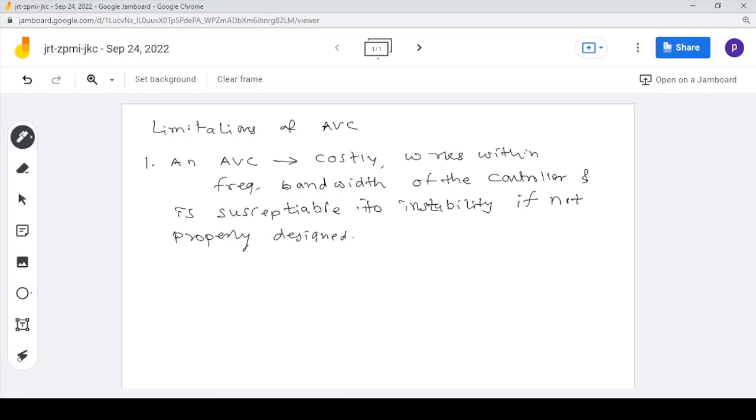However, any active vibration control requires an external source of electricity for its operation. We know that an electrical source for its operation is required. Correct? Let us look at the second.